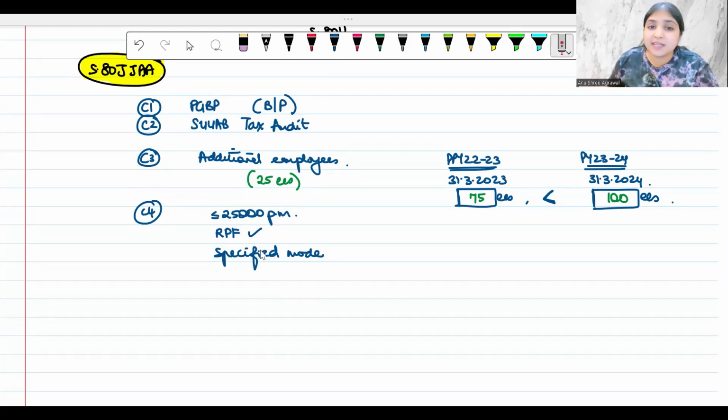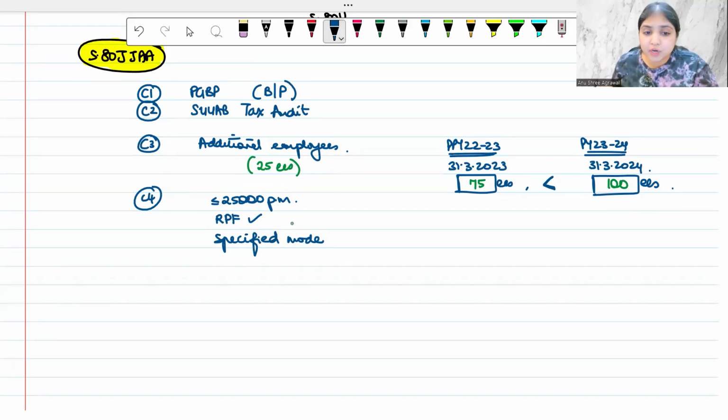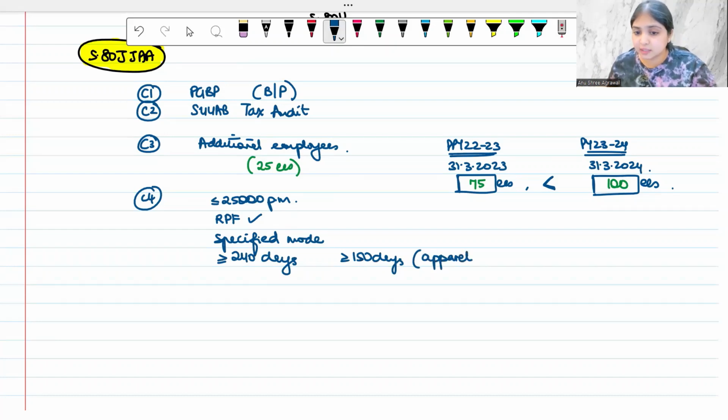Okay. And how many days should they have worked for us? They should have worked for us for at least 240 days. But however, instead of 240 days, just 150 days will also be enough for us if the assessee happens to be in the apparel sector, or if the assessee happens to be in the footwear sector, or if the assessee happens to be in the leather sector. In these three sectors, if the assessee's business or profession is in any of these three sectors, then the 240 days criterion does not exist. Instead, it is relaxed to the 150 days criterion.